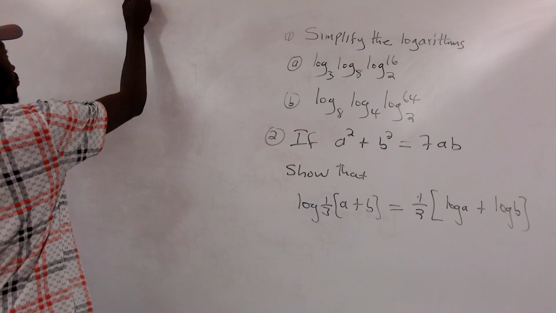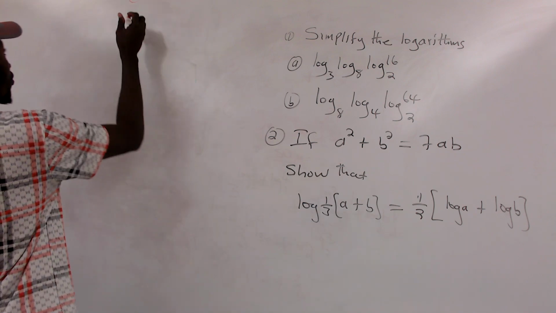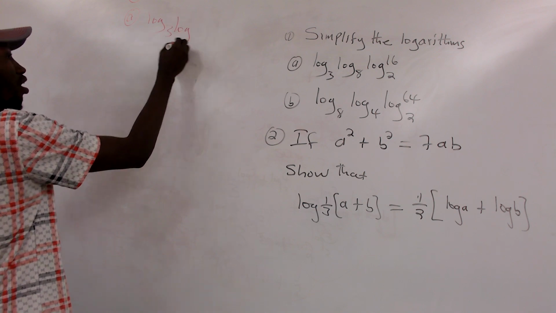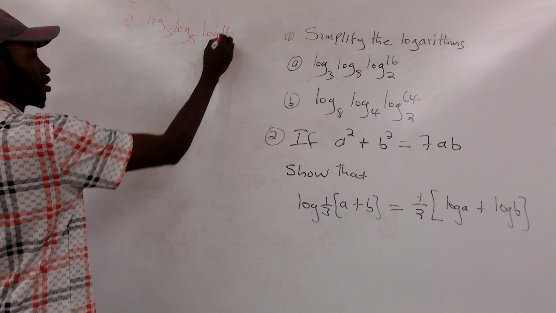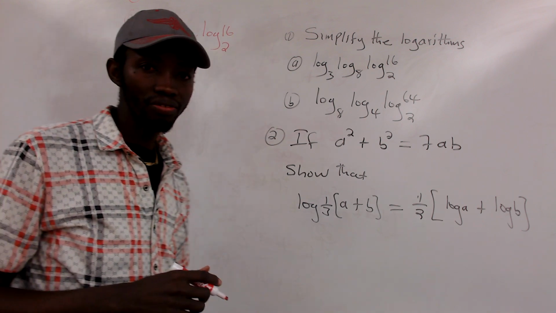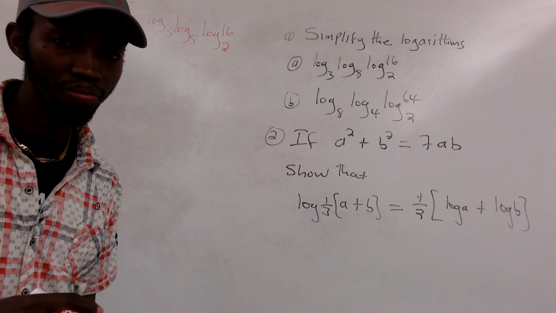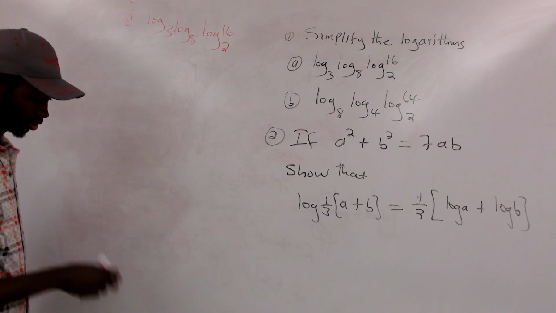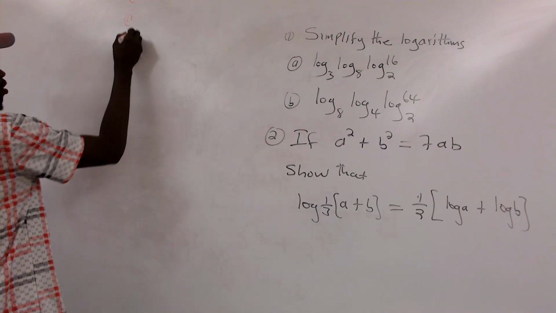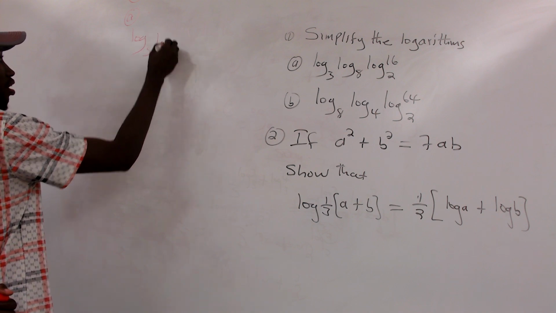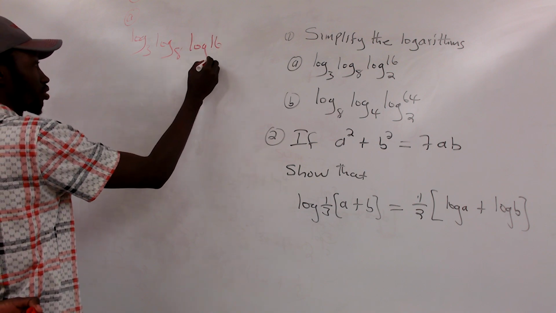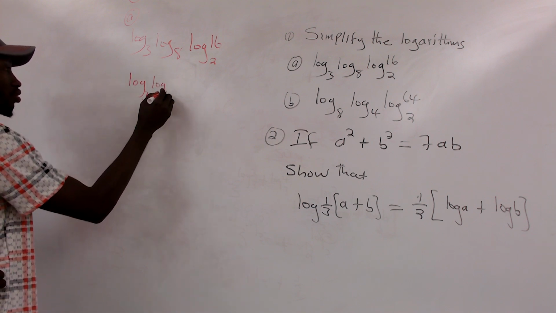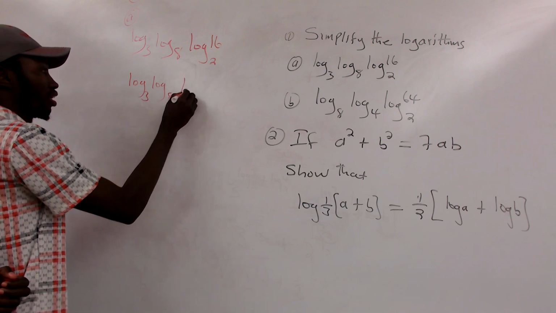So if we start solving these problems, we take the first part. A says log base 3, log base 8, and log 16 base 2. So we are given log base 3, log base 8, and log 16 base 2. I hope this is clear. So since we are given these numbers, let me just drop them down: log base 3, log base 8, and the last one log 16 base 2. So we are required to simplify. As I said, we start from the extreme value.